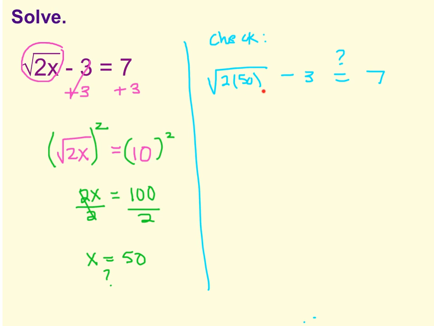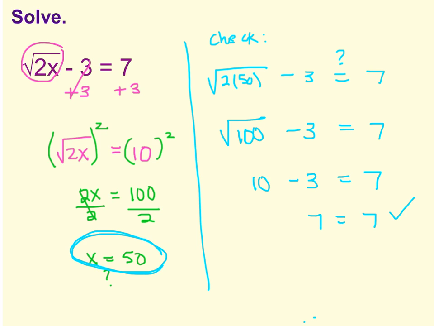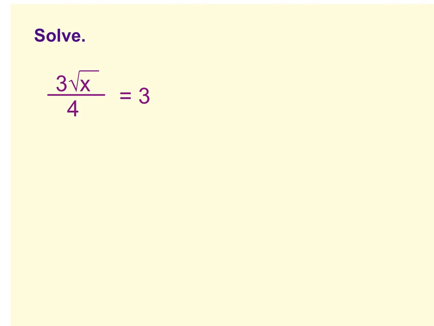First we have 2 times 50, which gives us 100. So the square root of 100 minus 3. Is it equal to 7? Well, the square root of 100 is 10. Minus 3, is that equal to 7? And 10 minus 3 is 7, which is equal to 7. So our answer did work out. It was not a false solution or extraneous solution. So x equals 50 is our true answer. But again, we didn't know that until we showed this work, which you do have to show on all your problems.